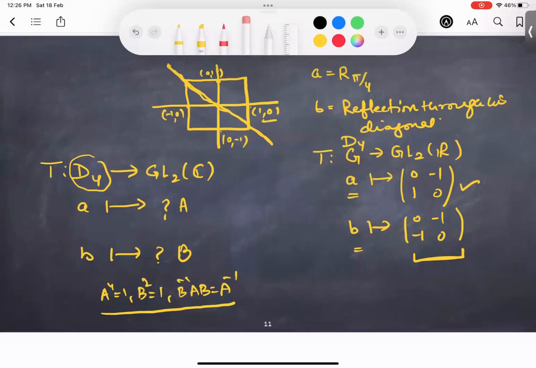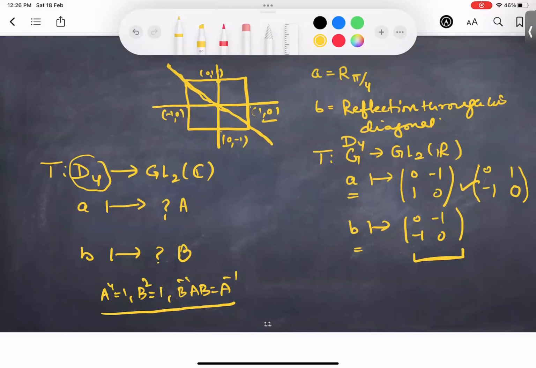Now, if I take a rotation through minus pi by 2, then instead of this matrix, (1, 0) will come to (0, -1). So I will get this. And where will (0, 1) go? (0, 1) will come to (1, 0). Whereas this matrix, I'm keeping the same diagonal, or you can also change the diagonal. So then this matrix will also change.